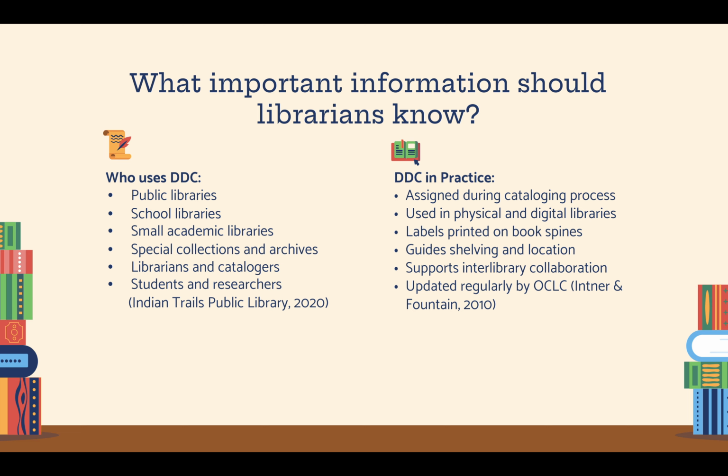In practice, the DDC is applied to both physical and digital libraries, as well as public libraries, school libraries, and small academic libraries. Physical books are labeled with their DDC numbers, which guide shelving locations. Digital catalogs also use the DDC to tag and categorize books, making them searchable online. This dual application ensures that the DDC remains relevant in an era where digital resources are increasingly important.